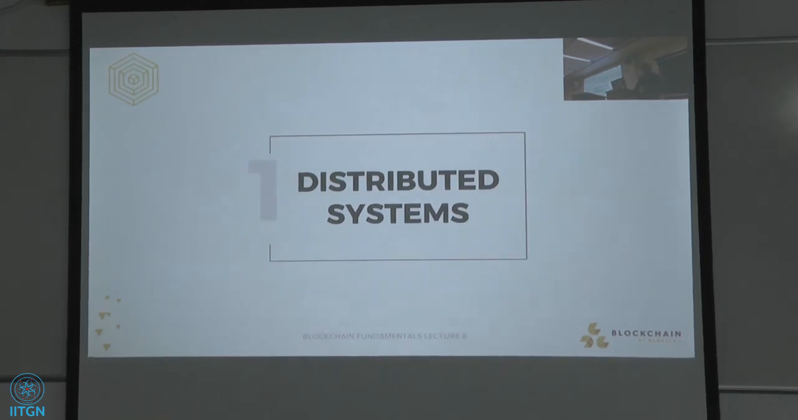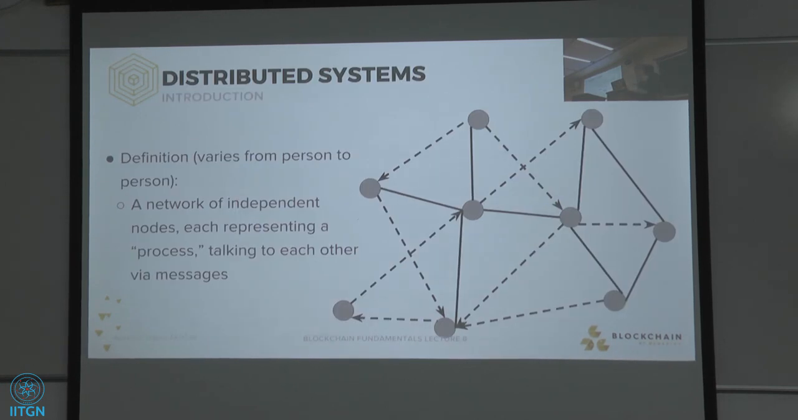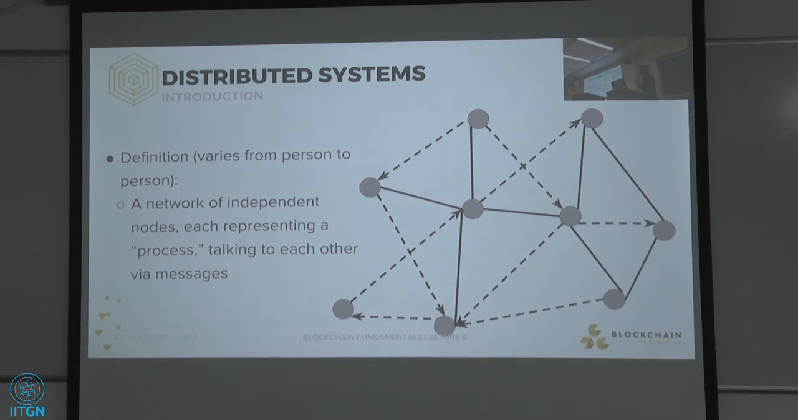Okay. So first, distributed systems. The question is, what does it mean when you talk about a distributed system? The definition varies from person to person, but the consensus between people is that it involves a network of independent nodes, each representing some process which talk to each other via messages. So in the system, every node is its own process, meaning that it does its own computations, it does its own activities, and it shares information between these other processes via messages.